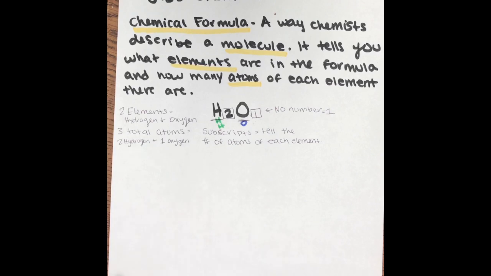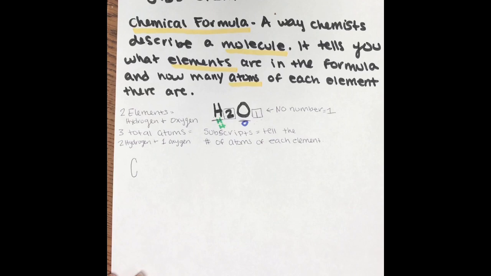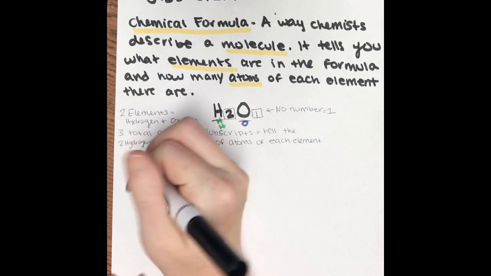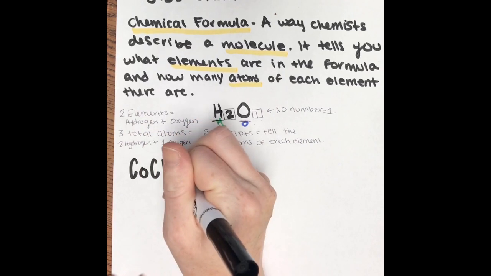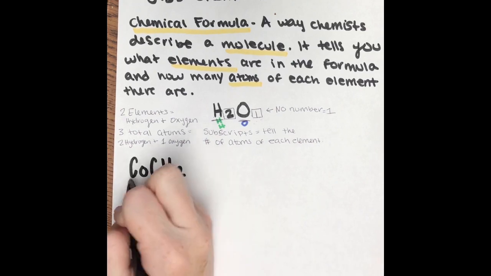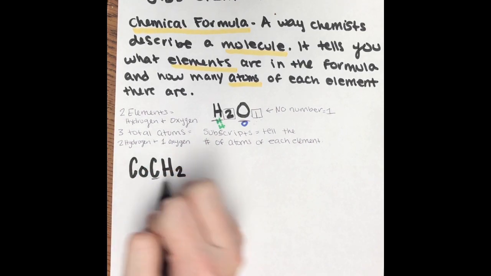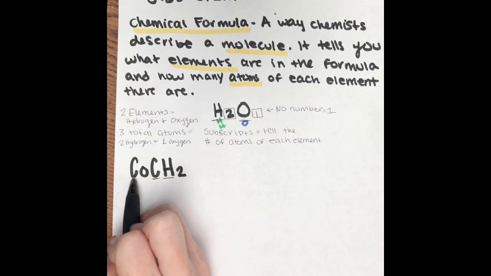So let's try this again. Our next formula we're going to work with is CoCH2. Here, let me do it in the bigger marker so we can see it really well. So remember, the first step, we underline our elements. Now we know the C is an element. We know that H is an element. But here we have a 2-letter element.